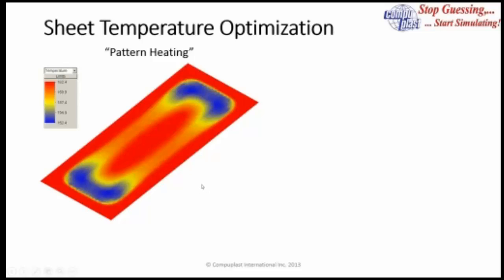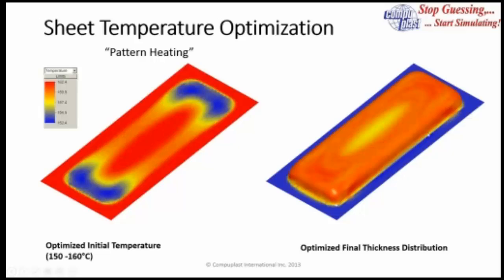And here what we've done is we've asked the program to automatically optimize the temperature of the initial sheet between 150 and 160 degrees Celsius. So the blue area is the cold 150 degree, as you can see here, 152 degrees in this blue region, and the red area is 160 degrees. So this will tell us the optimum pattern heating that we need in order to get a more uniform thickness distribution throughout our final part.